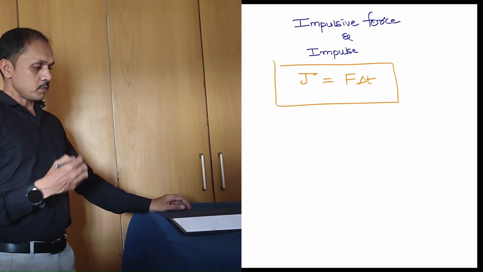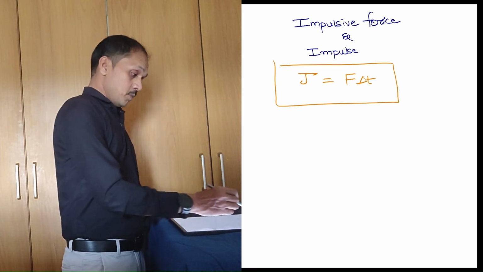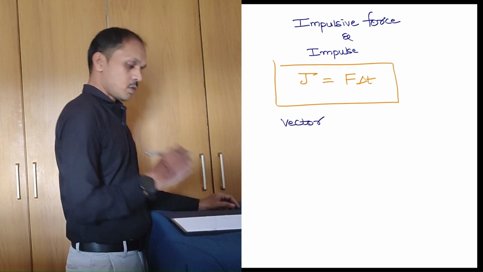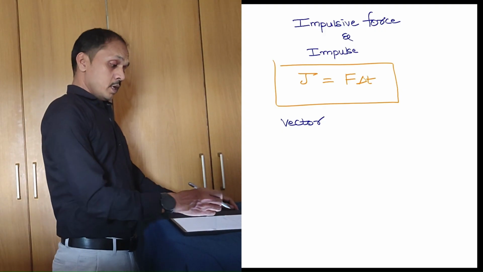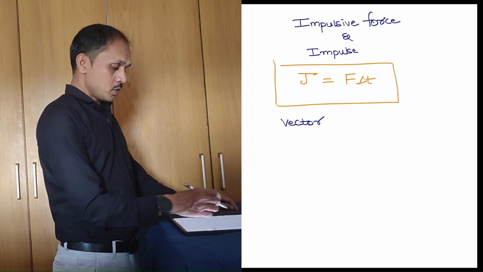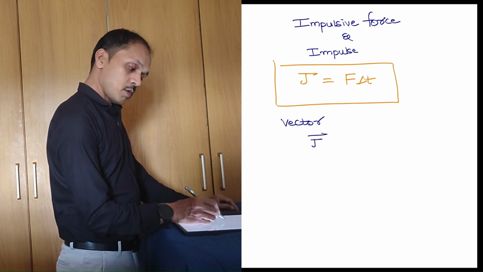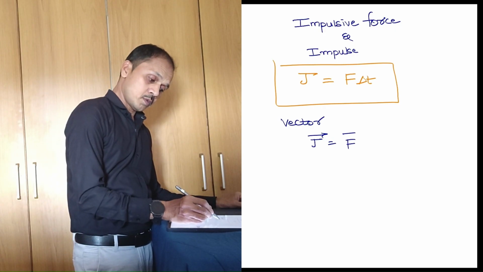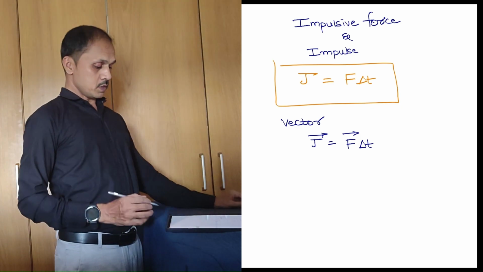Now let us see some properties of this impulse. First of all, impulse is a vector quantity, because we know force is a vector, right? And impulse is obtained by multiplying force with time. Time is scalar, of course. So impulse, if you write in vector form, what can we write? Impulse is equal to force vector into the time interval. So this is the general equation.